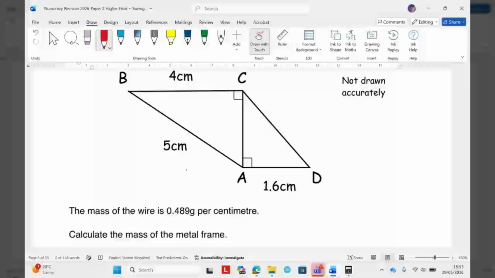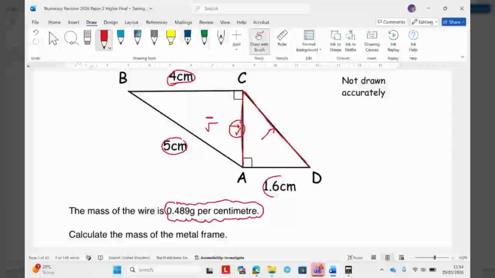The mass, it's basically, right, we're trying to find the mass of the wire, and it's 0.489 grams per centimeter. So I need to work out how much wire I've got. So there are two things missing. I don't know how long this side is, and I don't know how long that side is, right? Well, to find that one, we can square, subtract and square root, right? Once we know this one, to get this one, we will square this, add them, and square root.